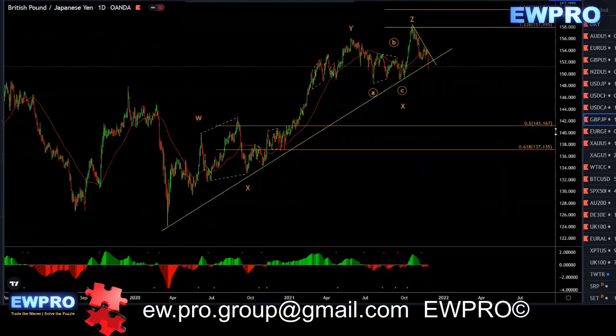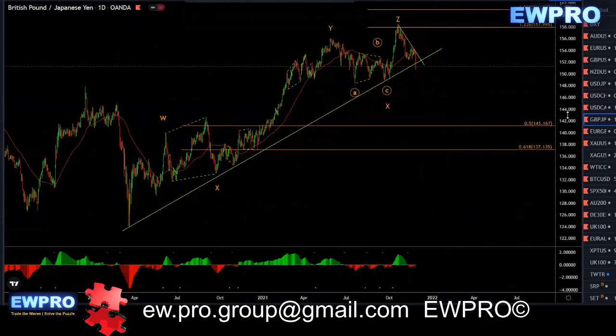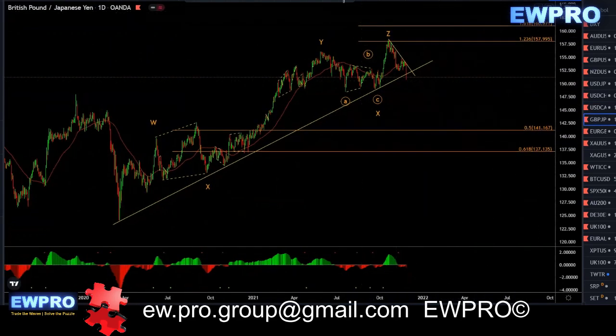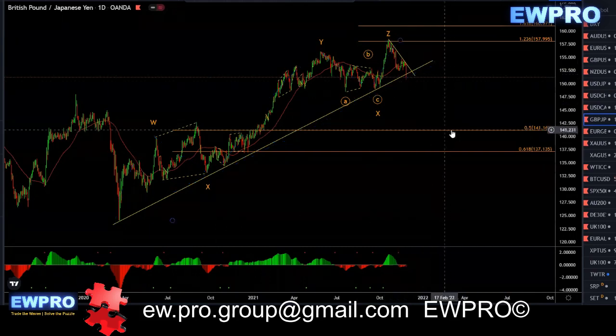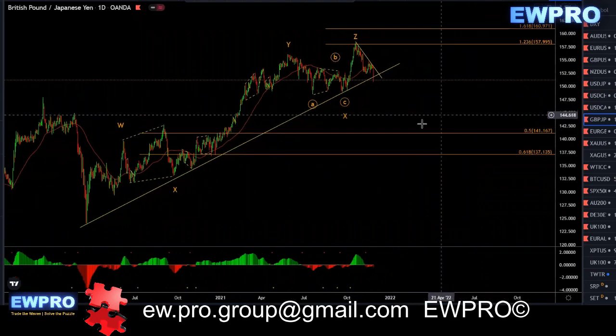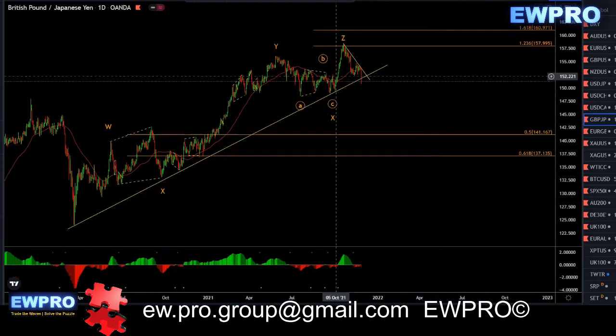GY on the daily, sorry, not GU. So we're looking at WXY, X2, Z up. We got up to that 123.6, the first target, and now we're breaking this trend line. And we've crossed down. So we're looking for a 50 fib retrace, at least a 50 fib retrace.